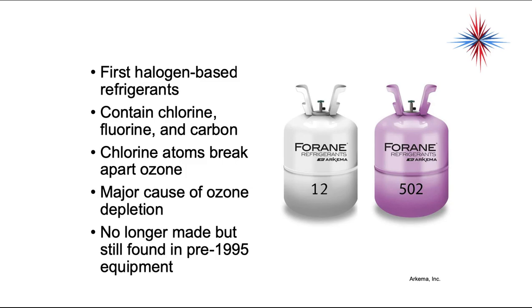The first halogen-based refrigerants contain chlorine, fluorine, and carbon, CFCs. Chlorine atoms break down the ozone layer. It's a major cause of ozone depletion. They're no longer made, but they're still found in some pre-1995 equipment.